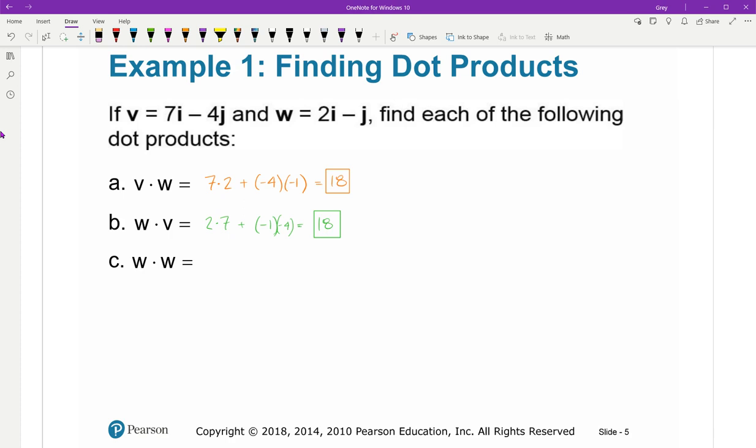There's a property that names that. Look what happens if I do W dot W. That means just W dot itself. So the a's in both cases are 2, and the b's are negative 1. Multiply them together, and then add the products, and I get 5.